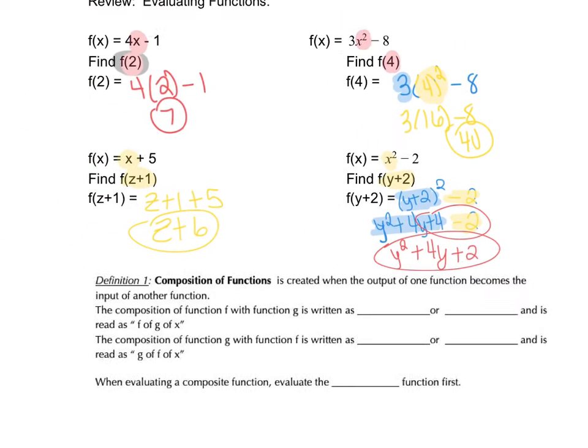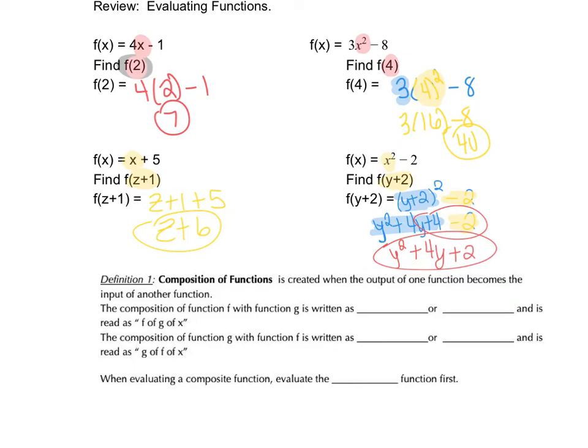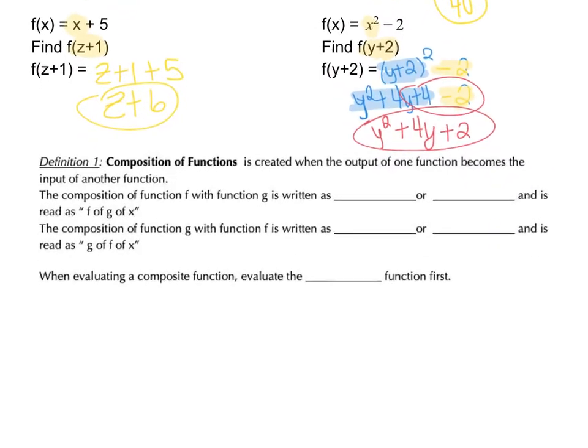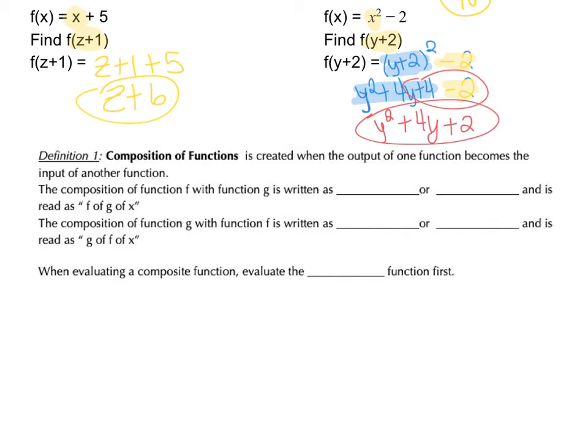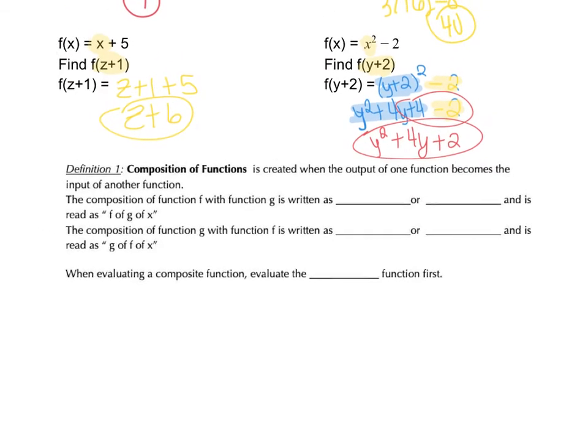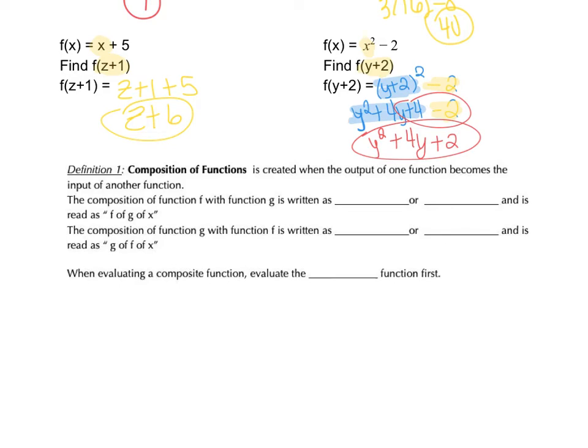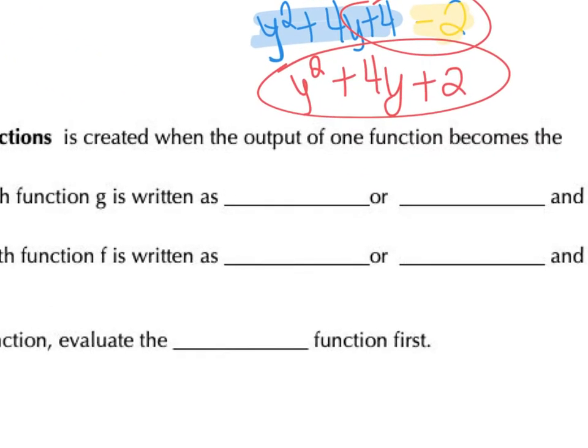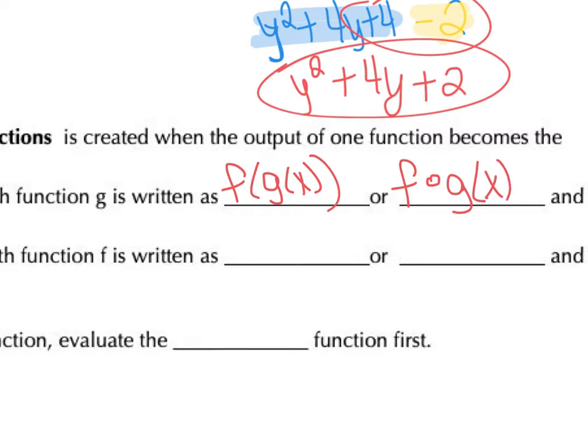So we are going to take that idea and make it into composition of functions. A composition of functions is created when the output of one function becomes the input of another function. The composition of the function f with function g, you see it written 2 different ways. Most commonly it looks something like this. You'd have f of g of x, or you would also see it sometimes as f, a little circle, g of x. Those two mean the same thing.